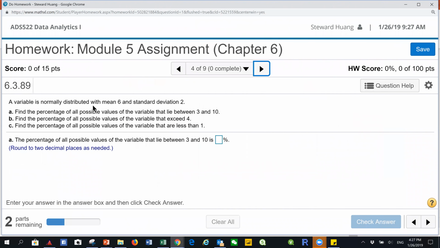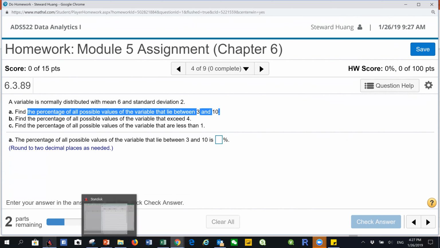Okay, a variable is normally distributed with mean 6 and standard deviation 2. Find the percentage of all possible values of the variable that lie between 3 and 10. So mu is 6, sigma is 2, and the values lie between 3 and 10. Okay, so that is this question.